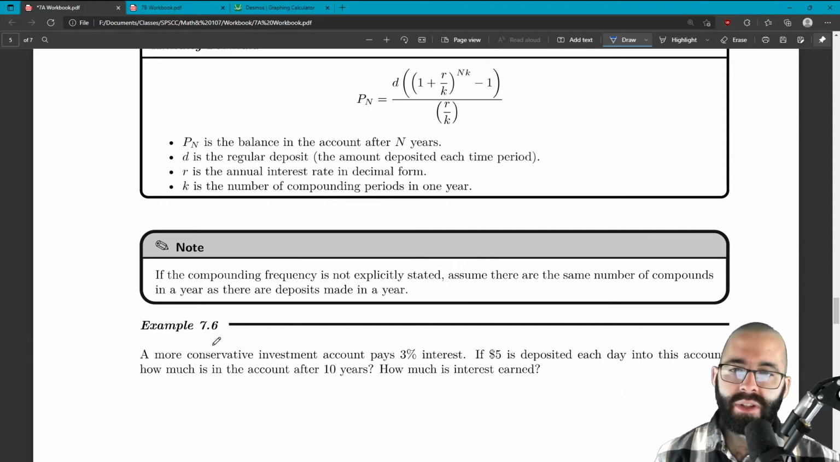So 6.7. Nope, that's not true. 7.6. A more conservative investment account pays only 3% interest. If $5 is deposited each day into this account, how much is going to be in the account after 10 years? There's two questions because it's also asking how much interest is earned. So let's look at this giant formula. Let's write it down. Let's fill in the blanks. And then let's use a calculator.